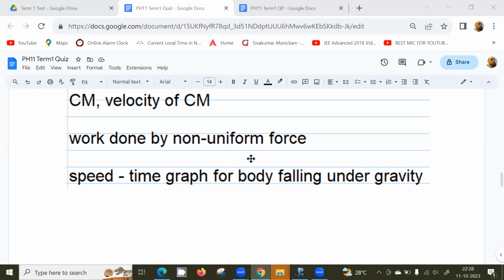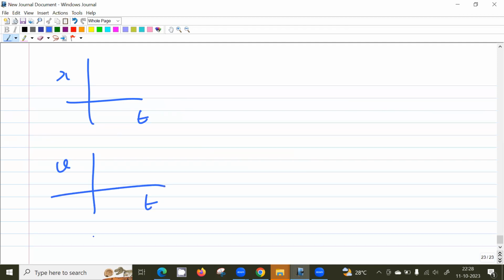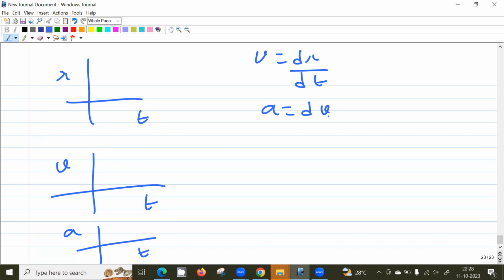So the curves which are there for describing the motion are the x versus t curve, the second is the velocity as a function of time, and the third one is acceleration. Velocity for 1D motion is dx by dt, and acceleration is dv by dt.